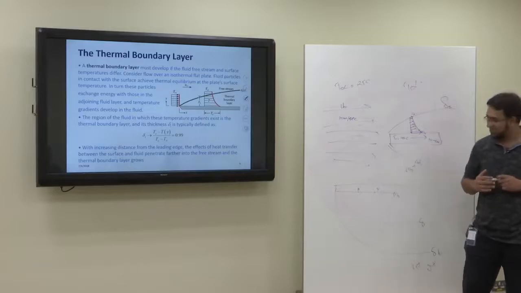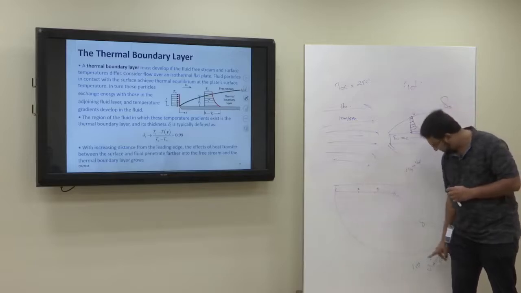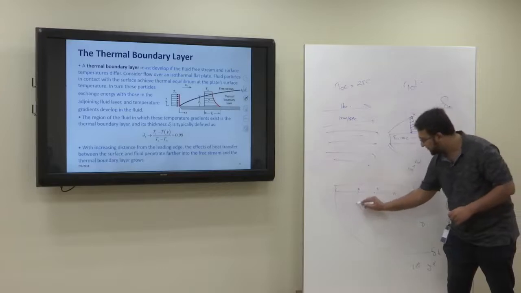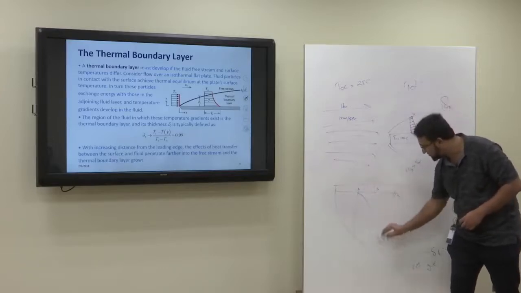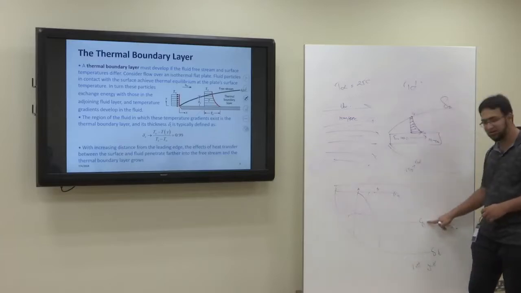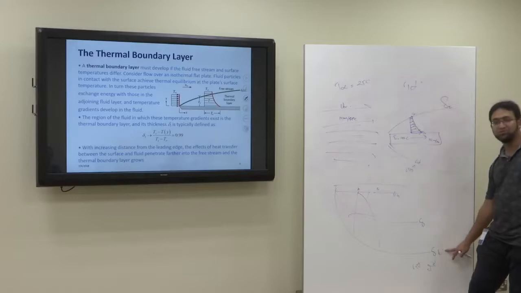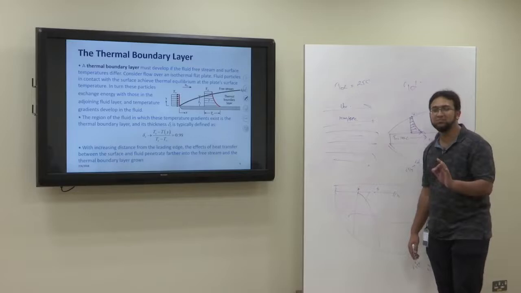Why? Because when they were drawing the velocity profile, they did not finish till here. They continued and drew it like this. Wrong. It should finish till here. That's the boundary layer thickness. That's the thermal boundary layer thickness. So students made a mistake.